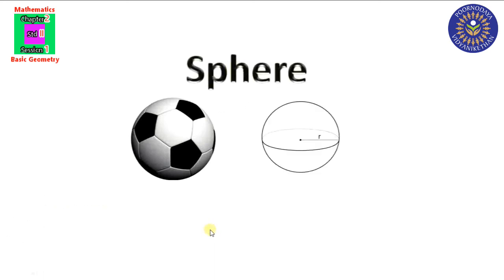Now, what is this? Yes, this is a ball. The shape of this ball is sphere. Okay, a ball is an example for sphere. In geometry, we will call it a sphere. Okay, now look at this sphere. What are the properties of this sphere?